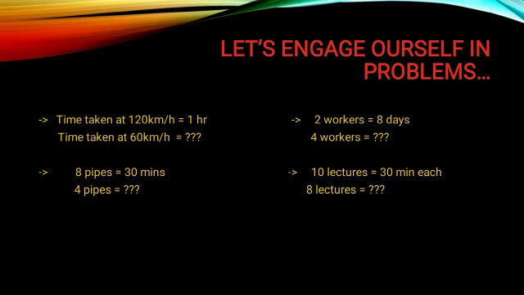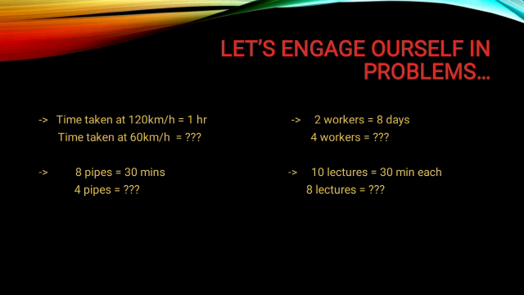8 pipes is equal to 30 minutes. I have written it in short, not as a full statement. So here it is clear we are talking about pipes and the time taken. Suppose you are filling a container and you are using 8 pipes and you are able to fill the container in 30 minutes. In the second case, if you reduce the number of pipes, and use only 4 pipes, then try to think.